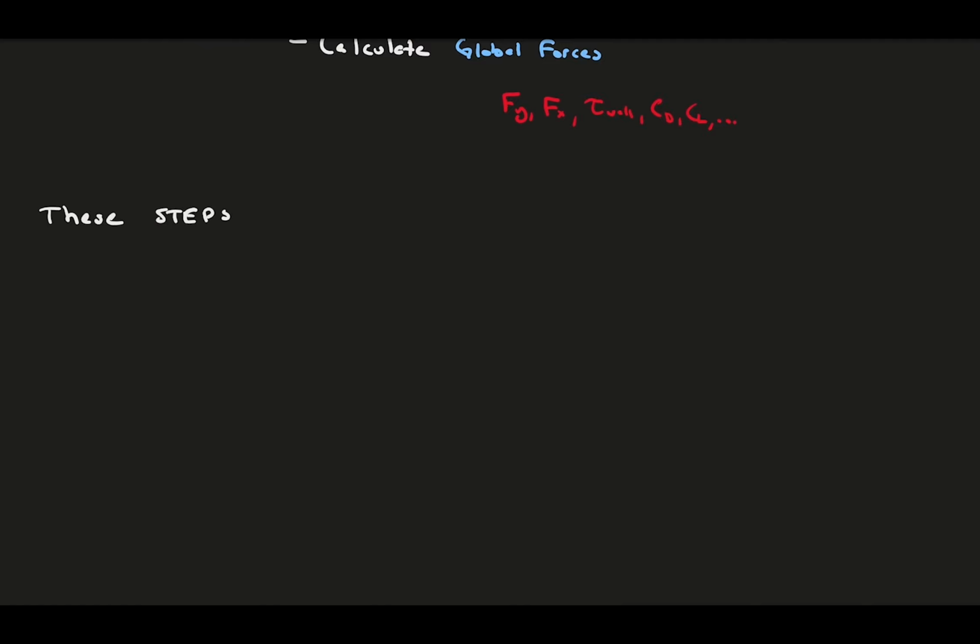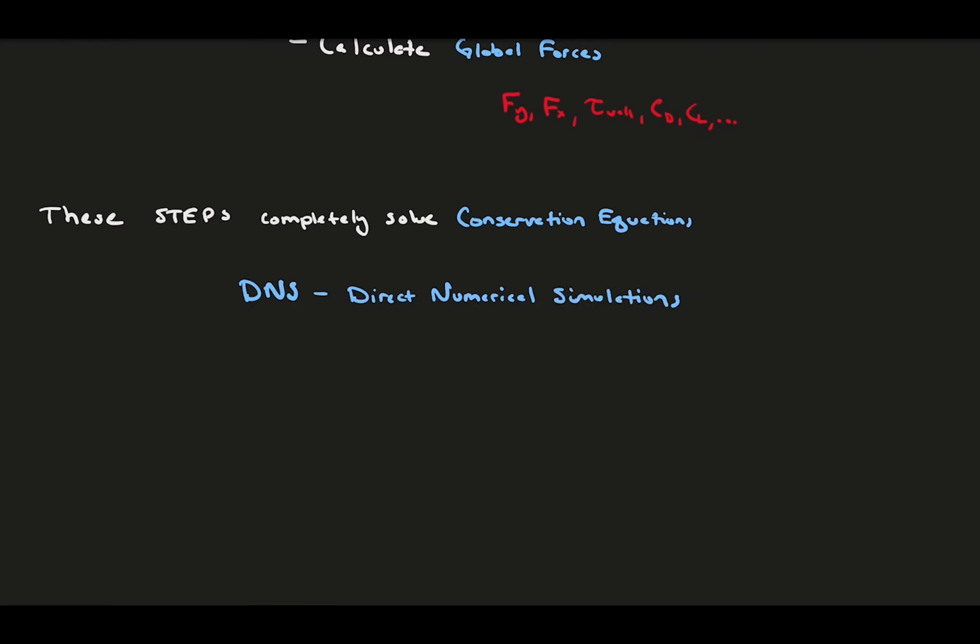This method completely solves the conservation equations and is called Direct Numerical Simulation, or DNS. It's very accurate and is the gold standard of CFD in research. However, it's typically very computationally expensive.